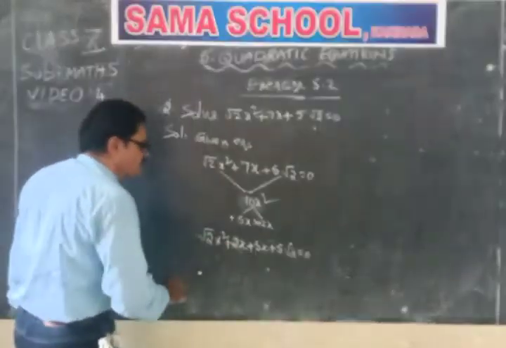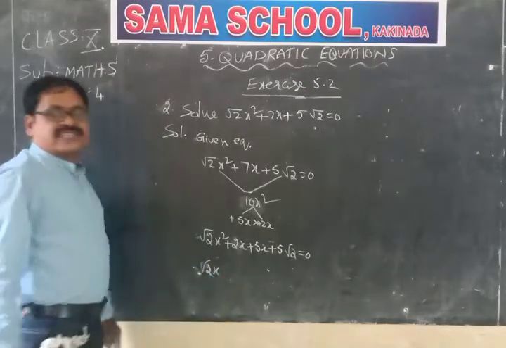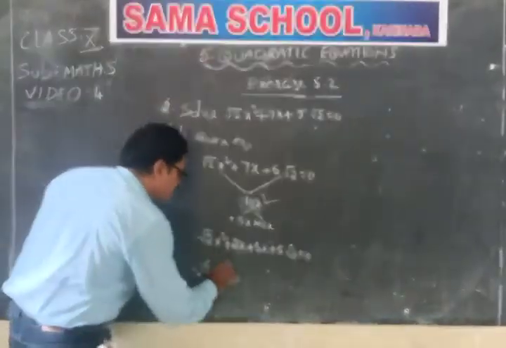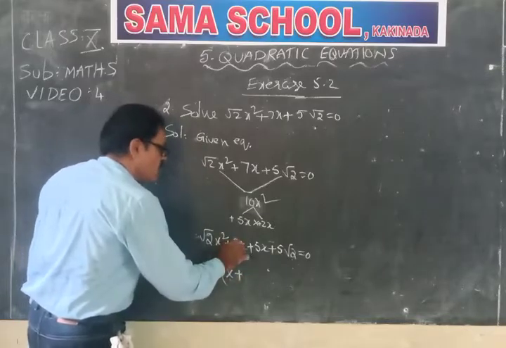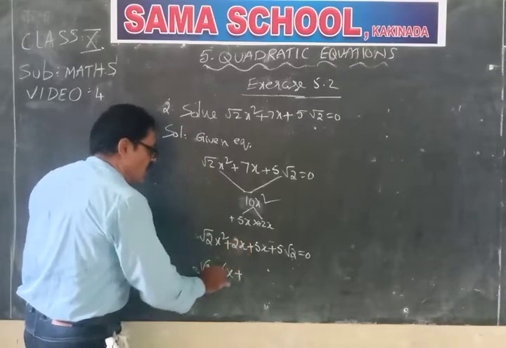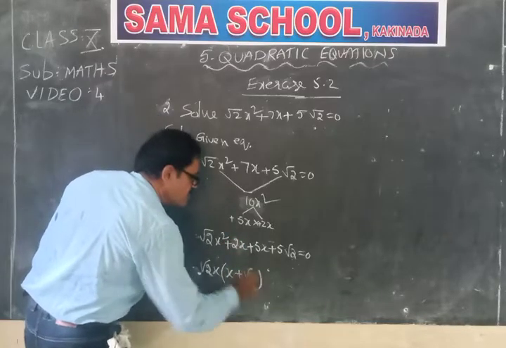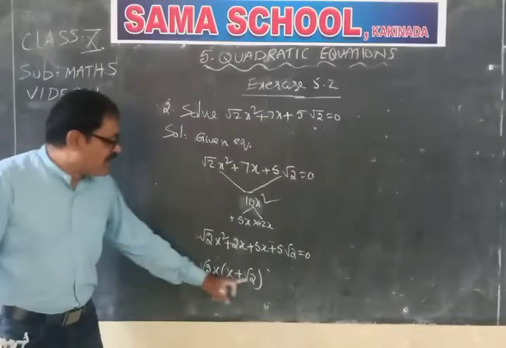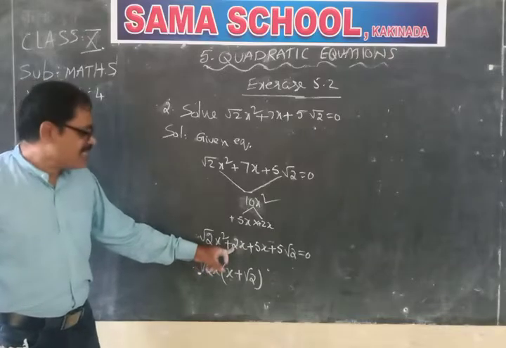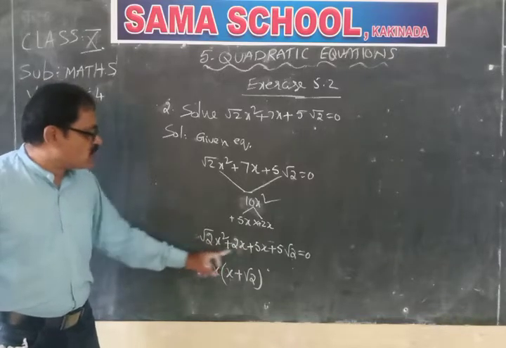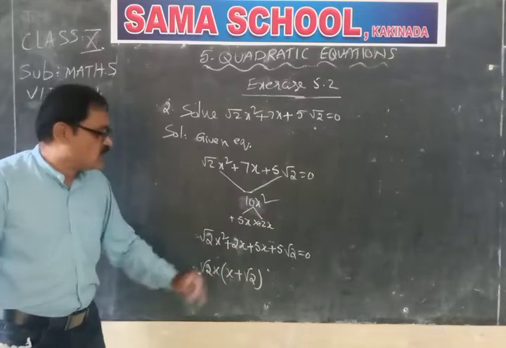See, in the first two terms, root 2x is common. Still what is there? x only, plus root 2x is common. Here what is there? Again root 2, because root 2 into root 2 is 2 only. So in the first two terms root 2x is common, still x is there plus root 2 is there.